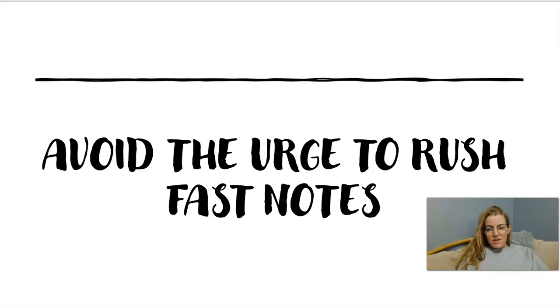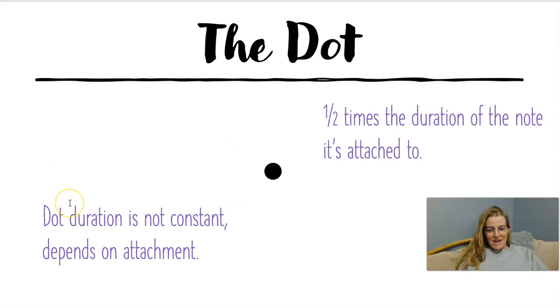So, moving on to the dot. In music, we have lots of random symbols that mean different things. The dot in our case here is going to add to the duration of our note. If you found this dot underneath a note, it's going to mean something else, or on top of a note, it's going to mean something else.